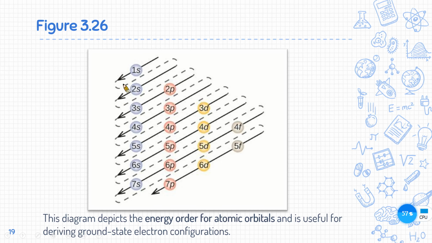Start from 1s, 2s, 2p, 3s, 3p, 4s, and this is the energy order for atomic orbitals.